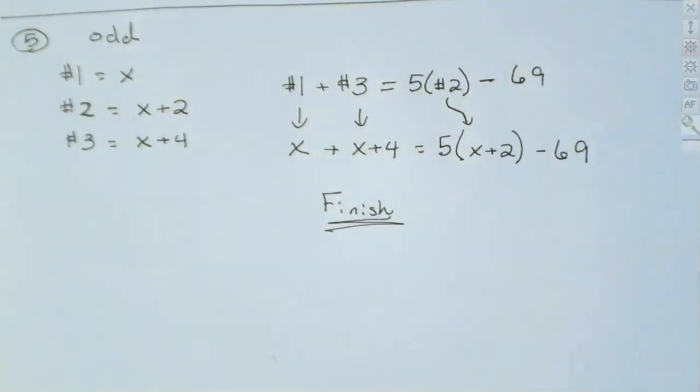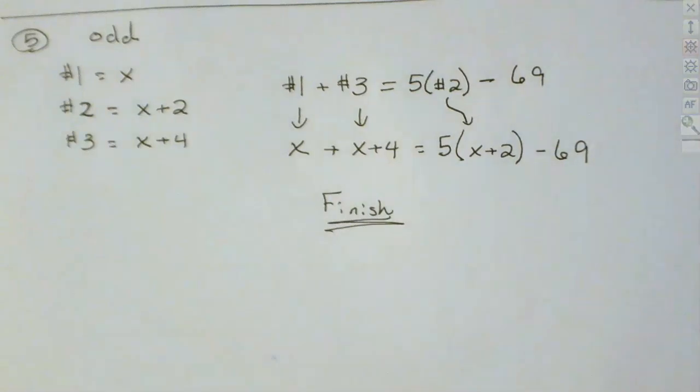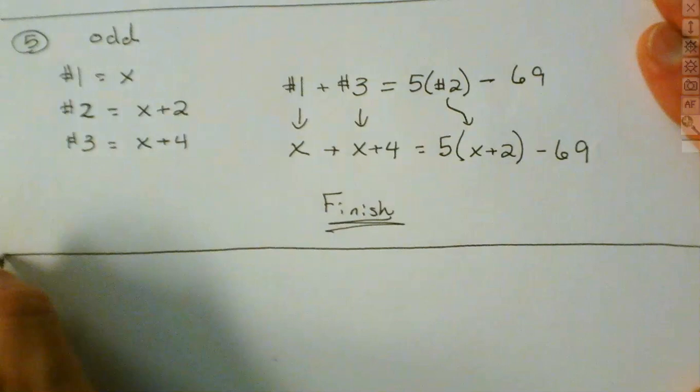Can you finish that one from here? Right now it's just using your algebra skills, distributing through that 5, combining like terms. You're going to solve it, and you're going to get the 3 integers. And we want the third one, so once you find it, just get all 3 of them. Either write all 3 of them down, or just make sure I at least have the third integer.